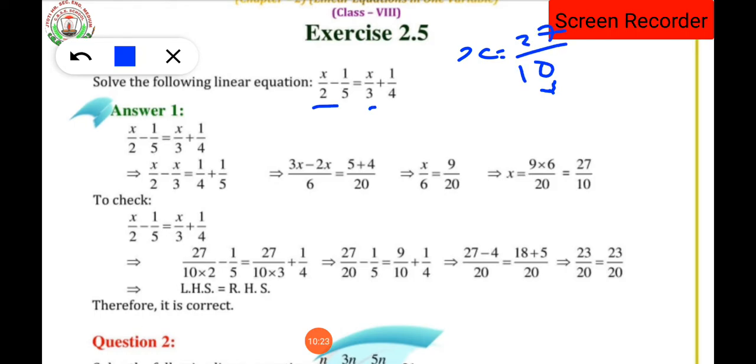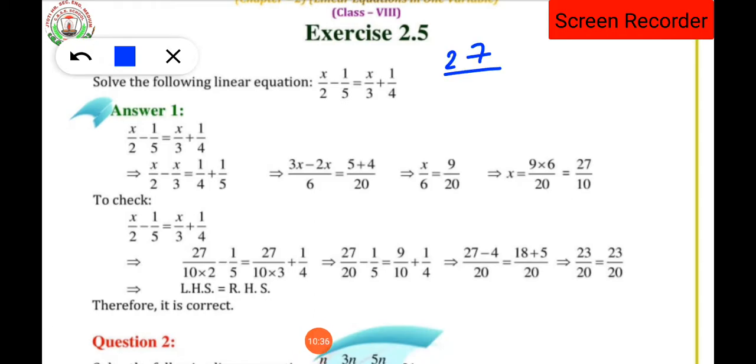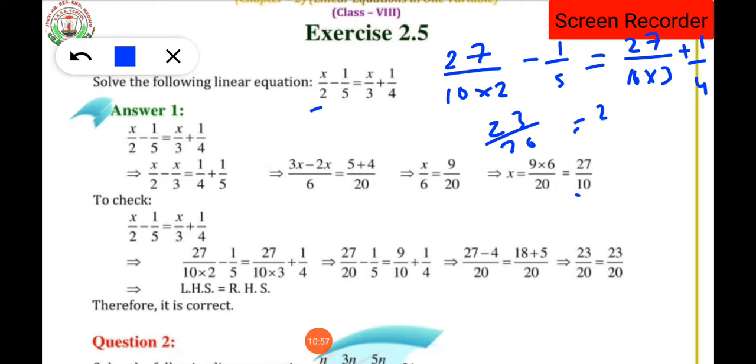Substituting the value of x, so 27 upon 10 into 2. Why is it 10 into 2? Because the x value is 27 upon 10, isn't it? And this denominator too will be multiplied. Minus 1 by 5 is equals to 27 upon 10 into 3 plus 1 by 4. Now we have to solve this equation. While solving this equation, we will get that 23 upon 20 is equals to 23 upon 20. We will get an answer like this.